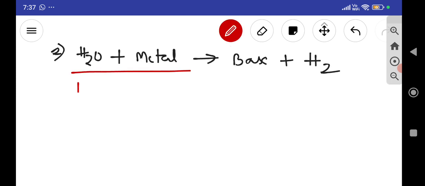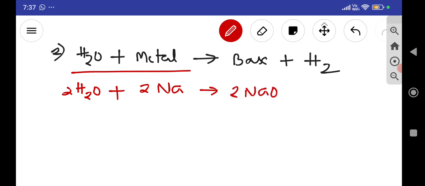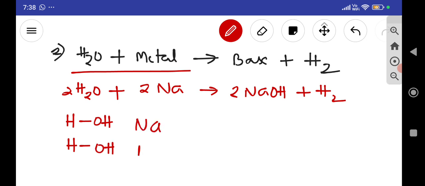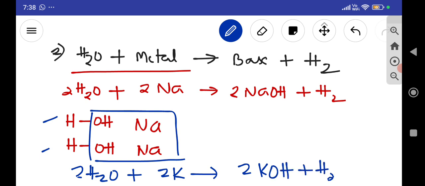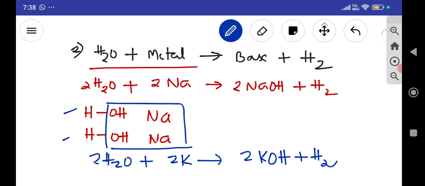So we can take H2O plus 2Na, taking 2 moles of water, gives us 2NaOH and hydrogen. See how we can take this, we can also write it as H plus and OH minus in this way, and Na can be written like this. So we can remove 2NaOH, therefore hydrogen is left out. Similar to this, you can also write 2H2O plus 2K gives us 2 moles of potassium hydroxide and hydrogen gas. So this is your second method.